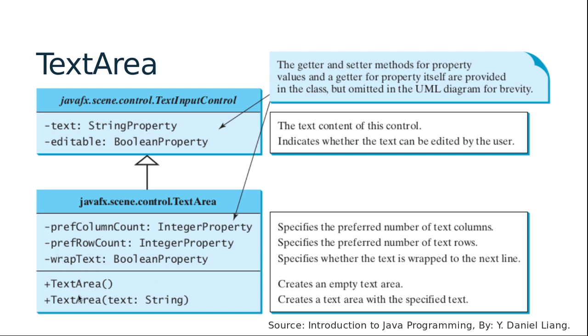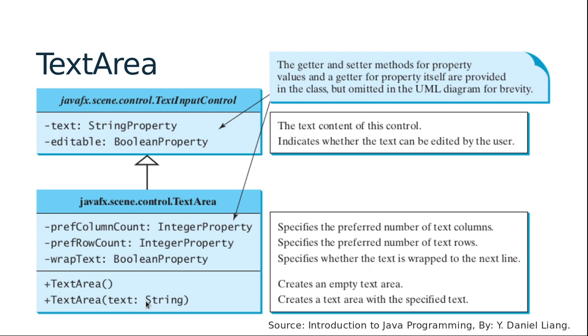Now, text area has two different constructors. One is the no argument constructor, which will create empty text area. Another one is with one parameter, where you can pass a string, and that string will be part of the text area on the output.